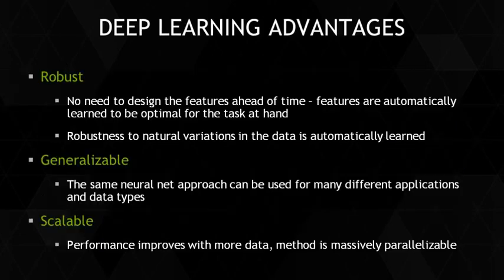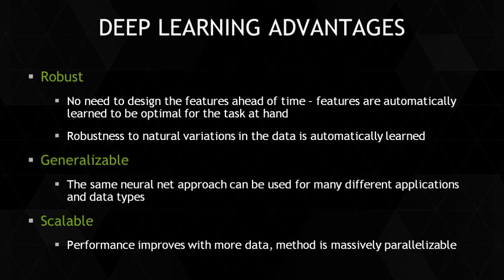The advantage of deep learning over the traditional machine learning methods, or machine perception methods, we described earlier is robustness. There's no need to design the features ahead of time. You don't have to have expertise in the data set that you're trying to train on to get started, because the network will automatically learn what features in that data set are important for the task that you're trying to train the network to be good at. And for similar reasons, the network naturally learns robustness to natural variations in the data.